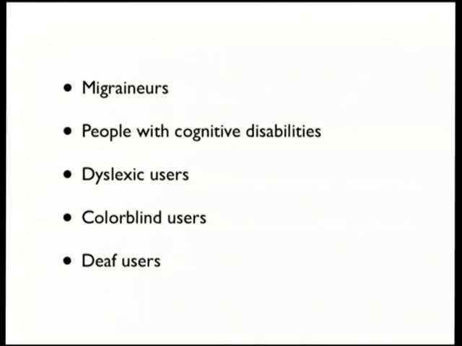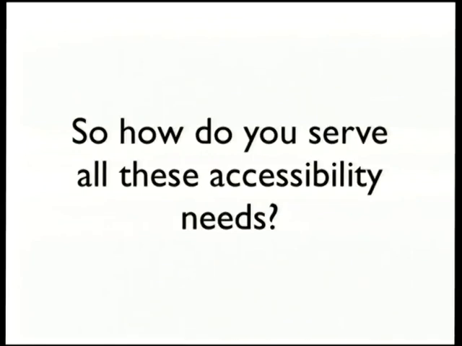People who have migraines, people who have cognitive disabilities, can't pay attention to things for a long time, people with trouble reading, people with dyslexia. People who are colorblind. Estimates are that, I think the latest estimate I heard was that 9 to 10% of men have some form of color blindness. And you think people who are deaf and hard of hearing, well, the internet is for text, right? Well, as Sir Tim was saying this morning, video is becoming more common than text. So how do you serve all of these accessibility needs? It's a really tough question.